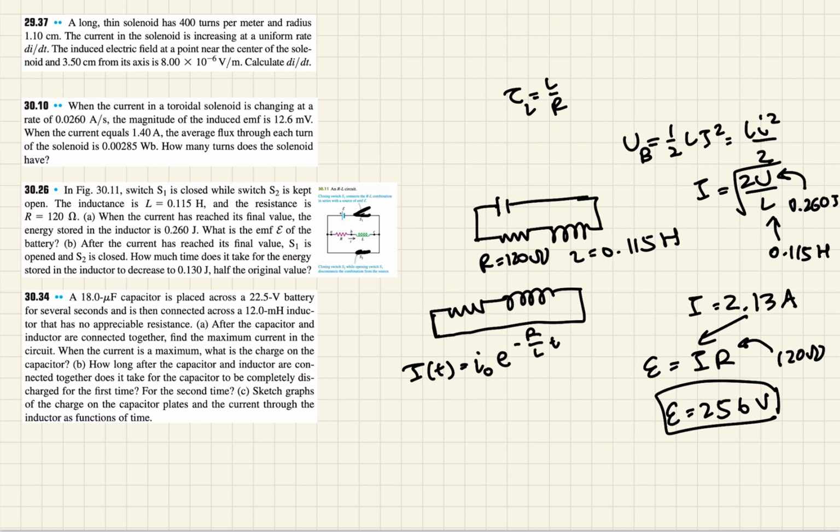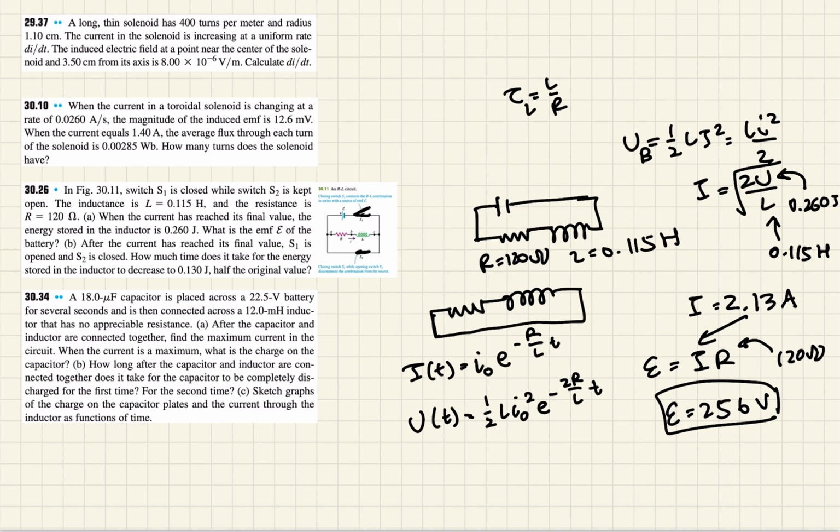Plugging in what we know, first we need to solve for the equation that describes the energy over time. That's just equal to 1/2 Li squared. So you just do 1/2 L times I naught squared times e to the power of negative 2R over L times t.